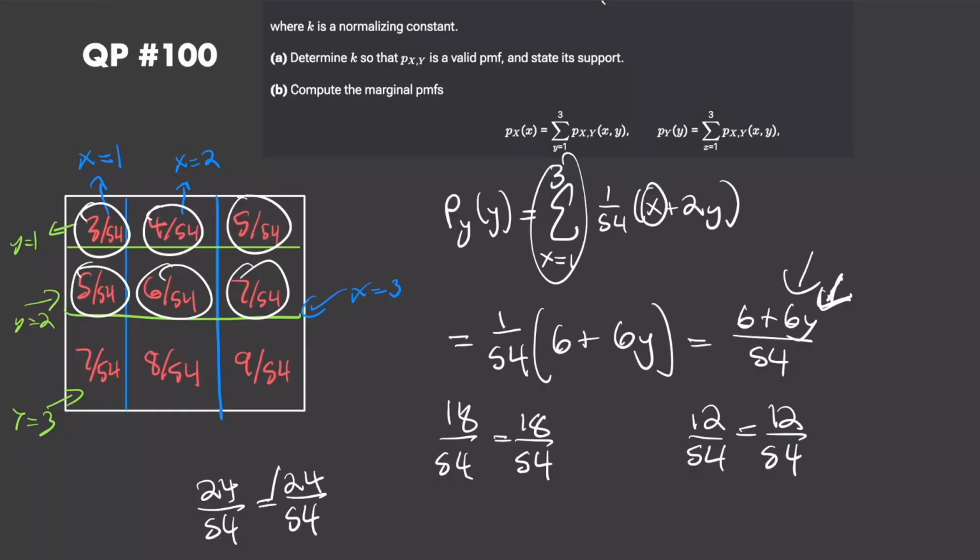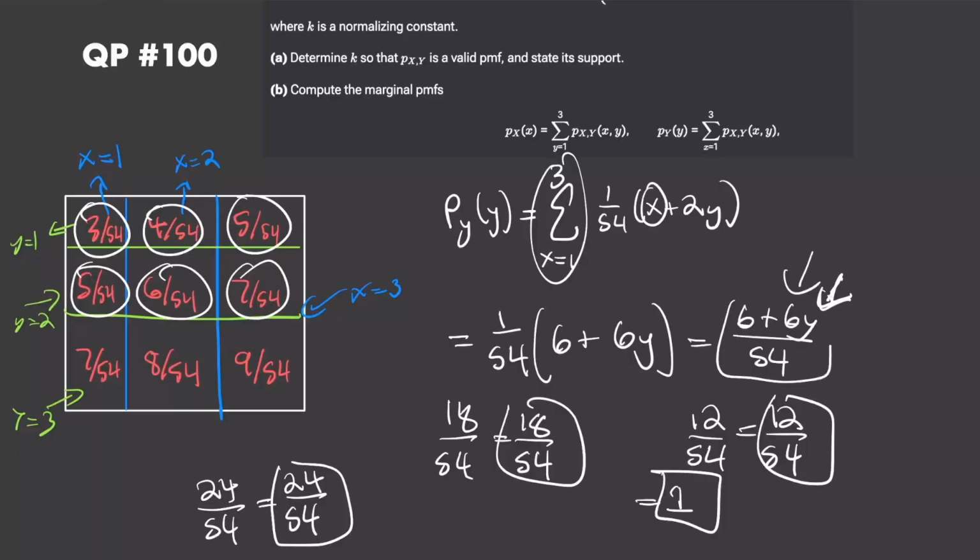Now when we sum these all up, we get 24 plus 18 plus 12, which does equal 54. So this all equals 1, and it checks out again. So this right here is our marginal distribution for y. We could also bring out a 6, and we get 6 times 1 plus y, and that would factor out with the bottom, and we get 9 on the bottom.